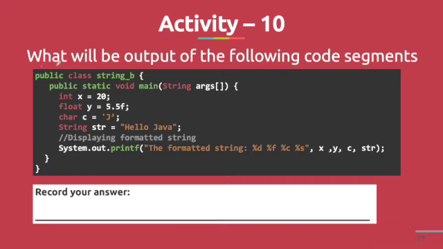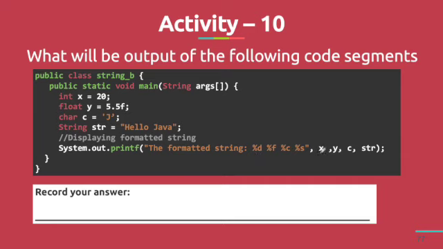In this activity, you can try to think of what would be the output of this code, and then here you can record your answer. So first you have an integer x, which is equal to 20, a float y, which is equal to 5.5, a character c, which is equal to capital letter J, and a string str, which is equal to "hello Java". And then it expects you to print the output of System.out.printf with the formatted string as the following. So pause the video and try to see what would be the answer here.